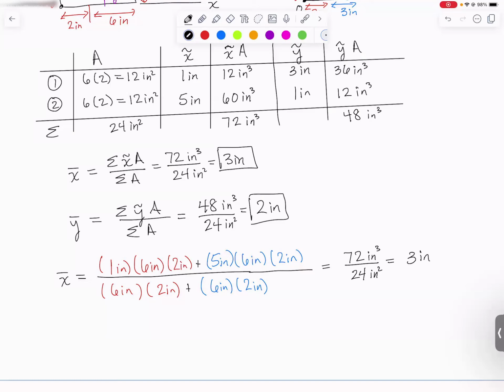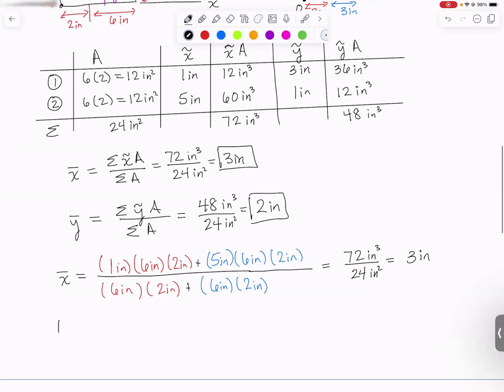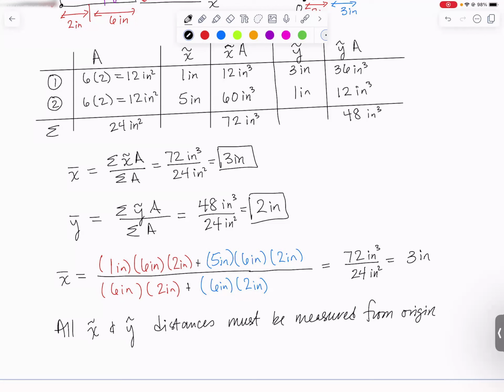And I don't know that this is any faster. It's definitely less writing. However, then you're doing these calculations multiple times as opposed to calculating it once and then using it here and here and here on the bottom one time. You're actually having to do calculations multiple times. The important thing to mention, though, is that all of our distances, all the x tilde and y tilde distances must be measured from the origin. That is the mistake that students make over and over.